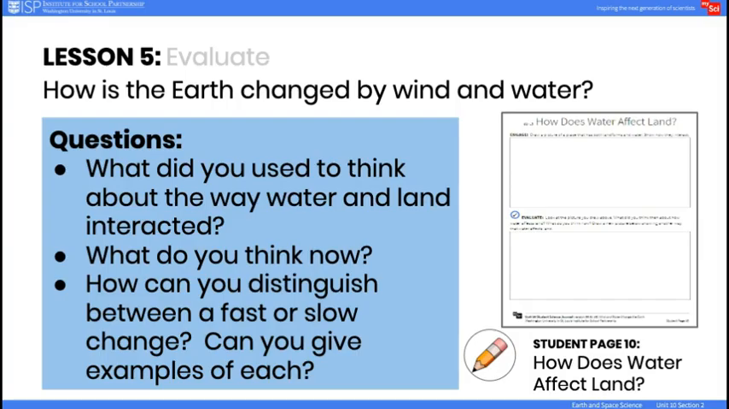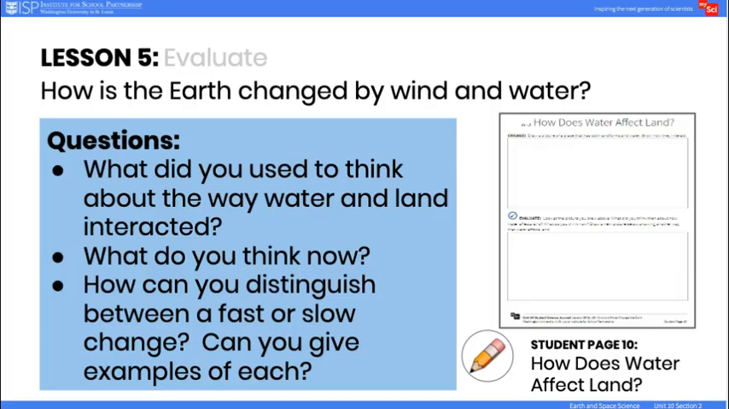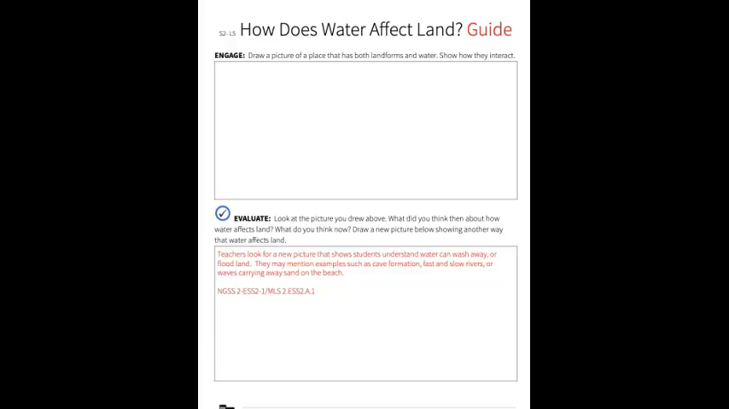In the Evaluate, ask students to return to Student Journal page 10 where they drew an example of how water affects land. Use the question prompts shown here to discuss fast and slow changes to Earth, guiding students to reevaluate their previous ideas. At the bottom of Student Journal page 10, students draw a new picture of how water affects land.